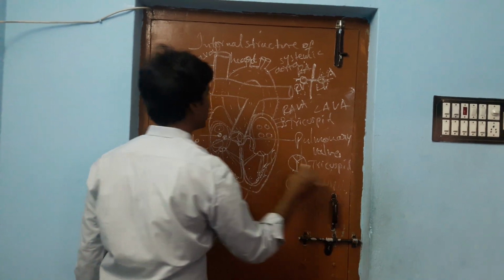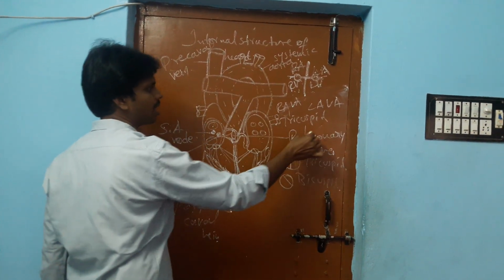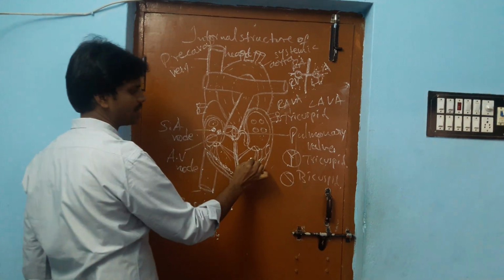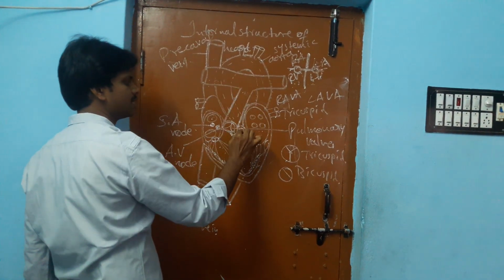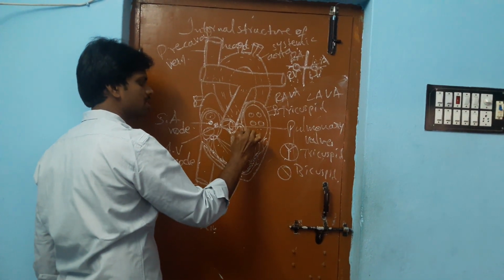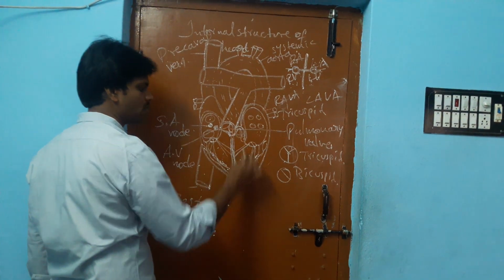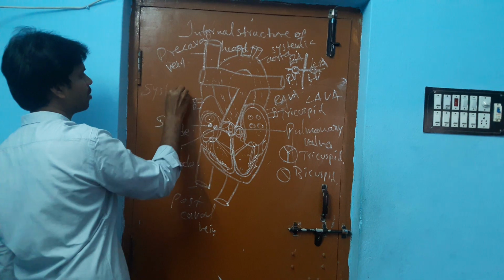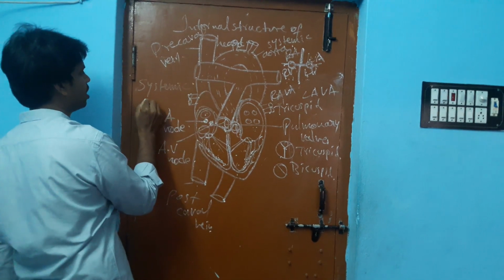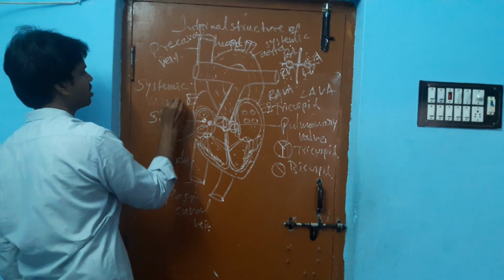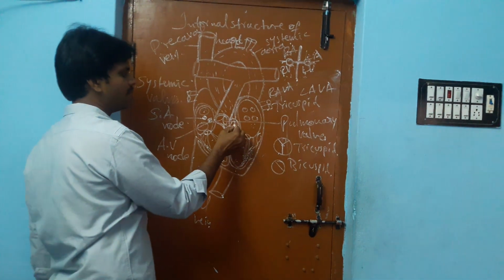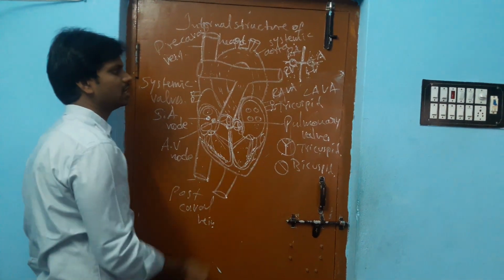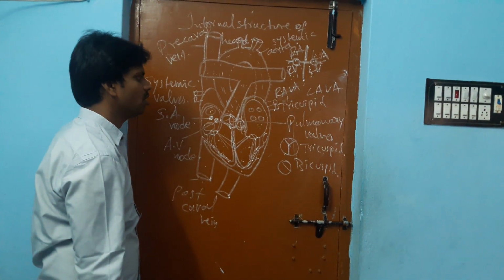The bicuspid valve is present. Similarly, the systemic aorta originates in the left ventricle. This is the left ventricle. A large artery arises. At the beginning of this artery also, three semi-lunar valves are present, which are known as systemic valves. Where the systemic aorta arises in the left ventricle, at that place three valves are present. They are called systemic valves.